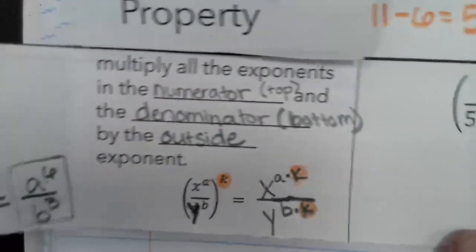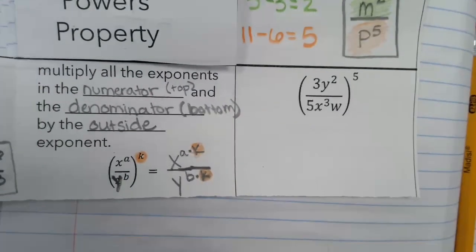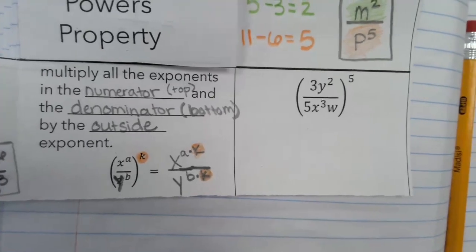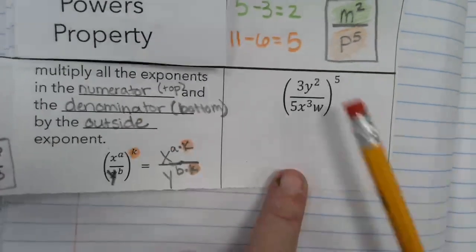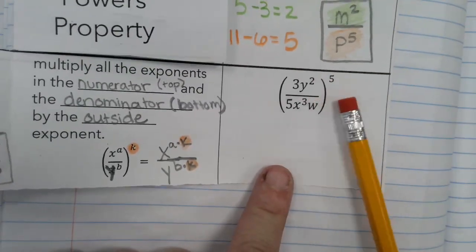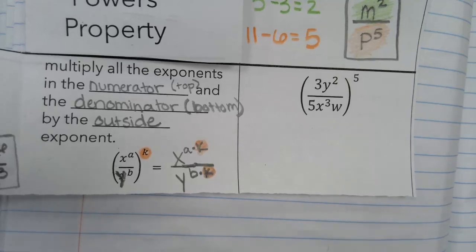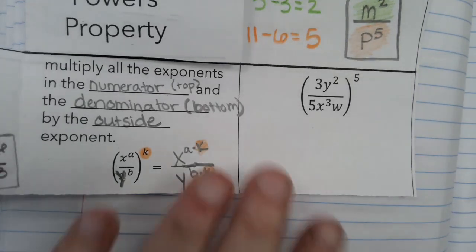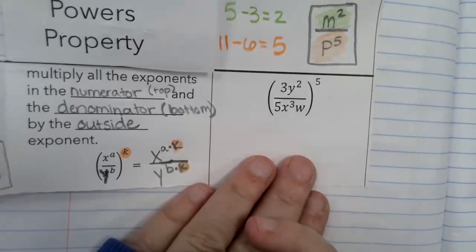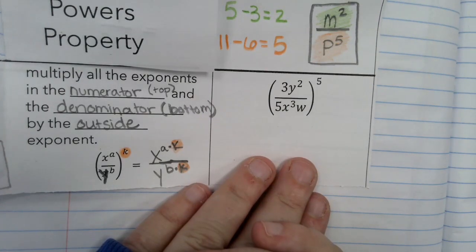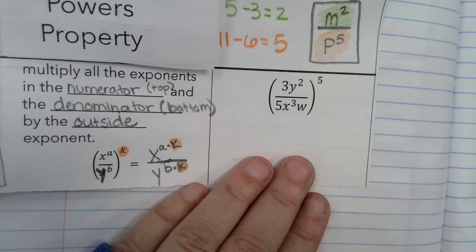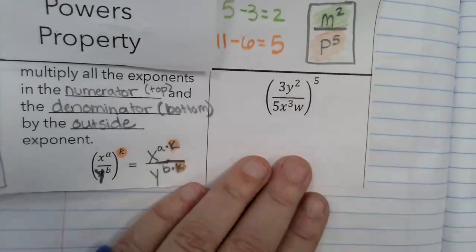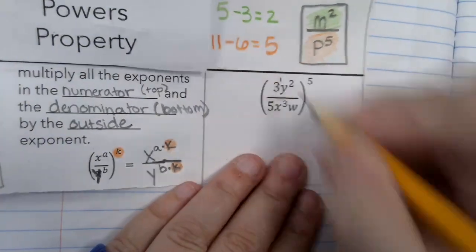Alright, so here we have 3y squared over 5x to the 3rd w, all taken to the 5th power. Alright, so all I see is the 2 and the 3. Does that mean I just do 5 times 2, 5 times 3, and I'm done? No, what parts do I still need to have? The bases. Which base? What does this 2 go with? The y or the 3y? Just the y. So what's the exponent of 3? 1. So I need to throw in a 1 there.